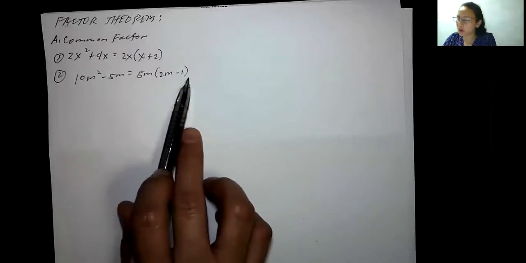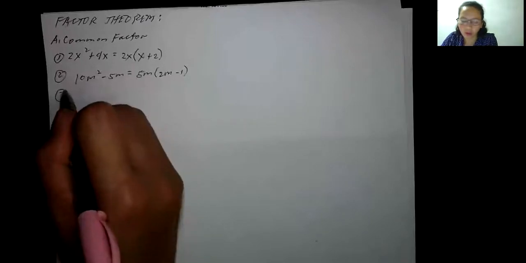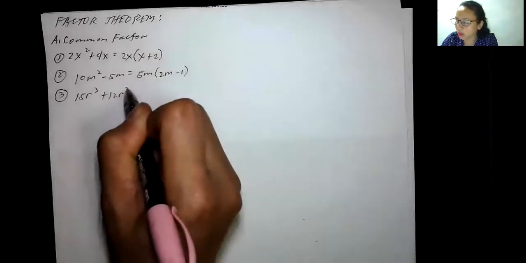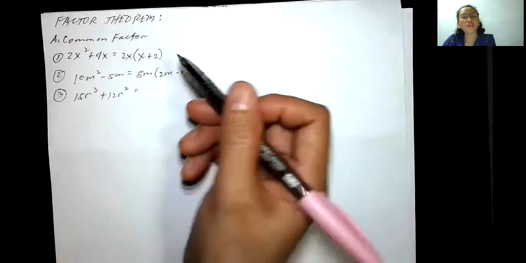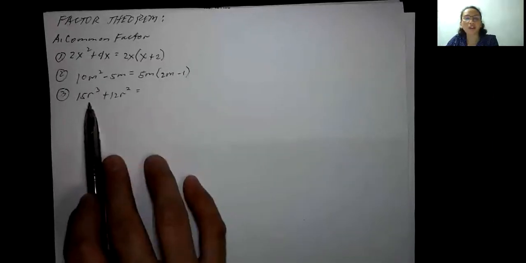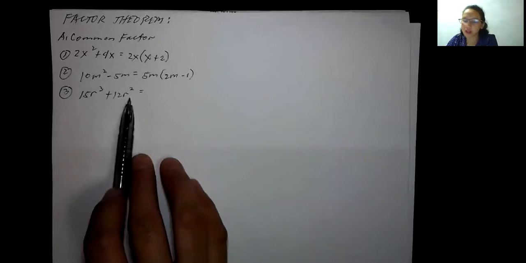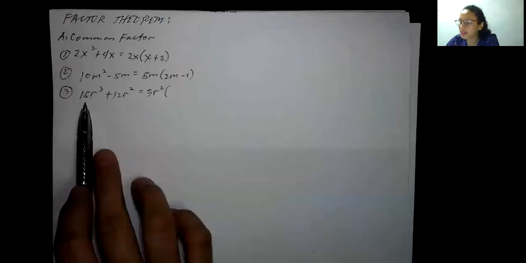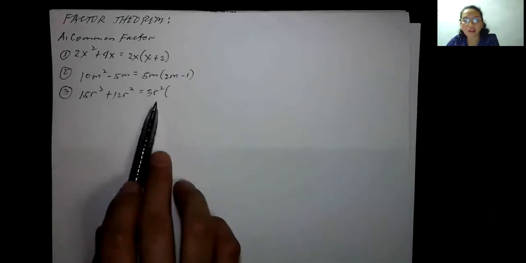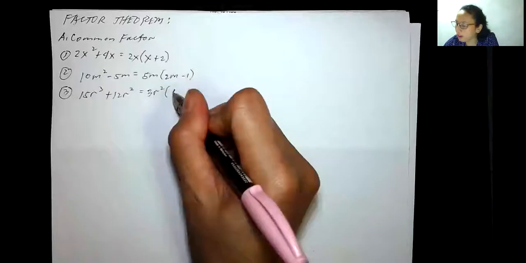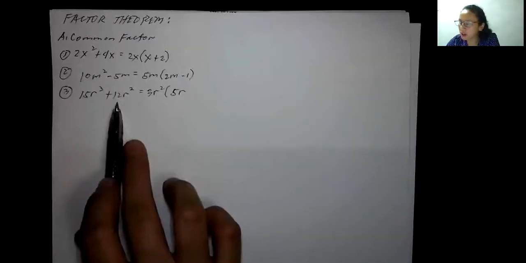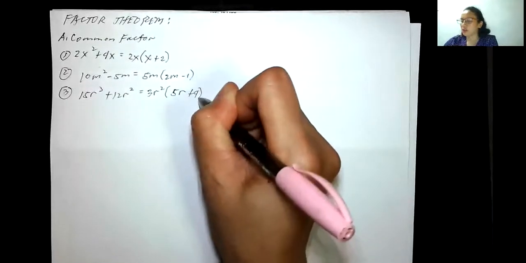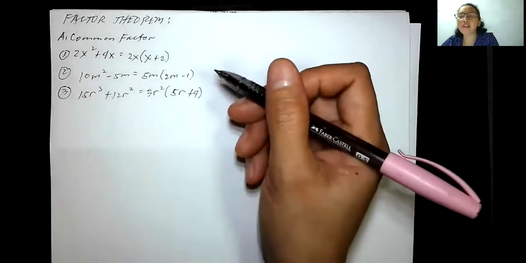So let us have number 3 example. Suppose we have here 15r cubed plus 12r squared. So the common monomial factor between 15r cubed and 12r squared is how many? That is 3r squared. So 15r cubed divided by 3r squared, it gives us 5r. Then 12r squared divided by 3r squared, it gives us 4. So that is a common monomial factor.